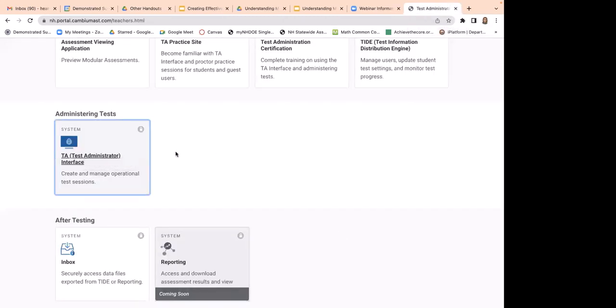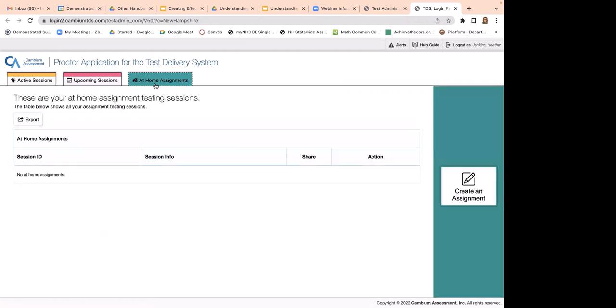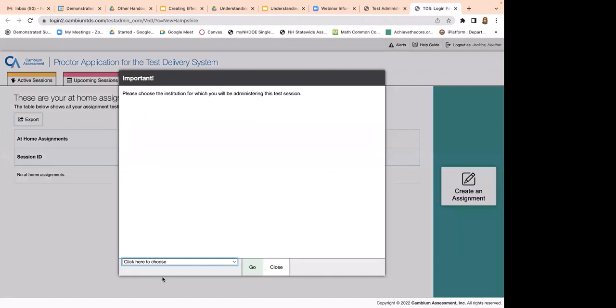The last way that you can administer a modular assessment is through what's called an at-home assignment. Now, it's listed as an at-home assignment, but that doesn't mean that it can't be just kids sitting in front of you in the classroom doing this particular modular. So if you set this up, the reason that people like at-home assignments is, again, I'll go through, I can create an assignment.